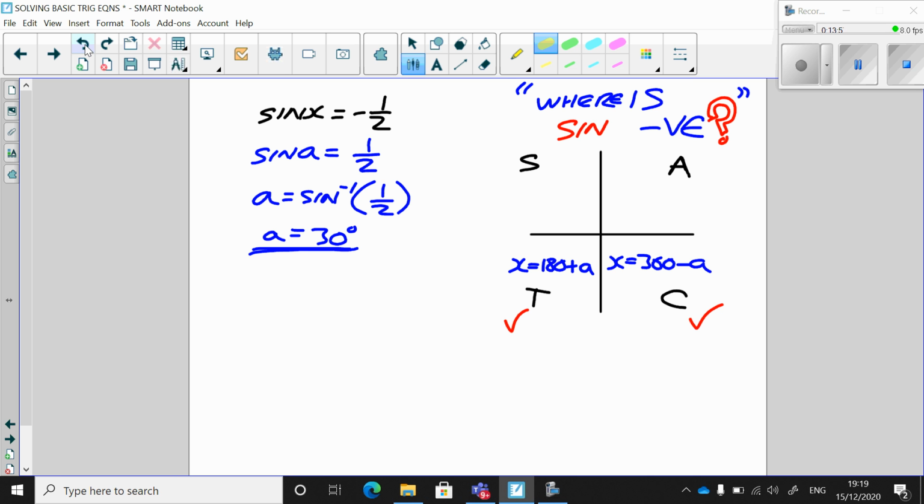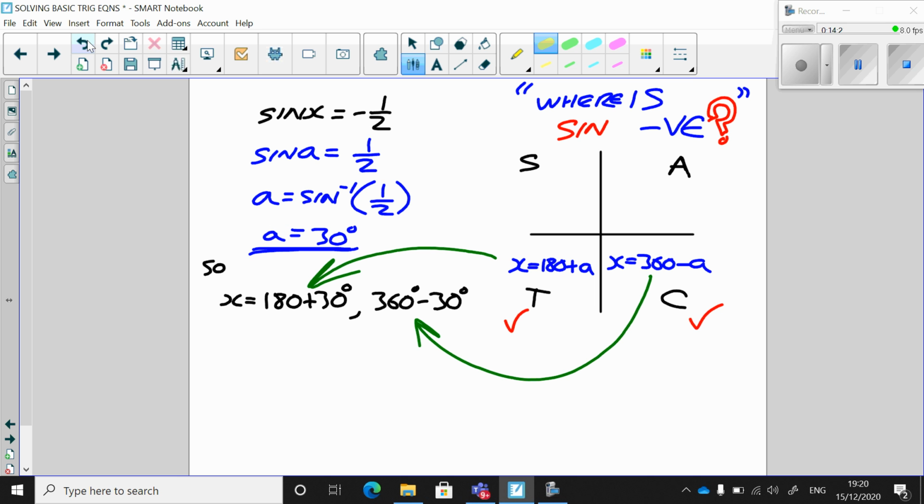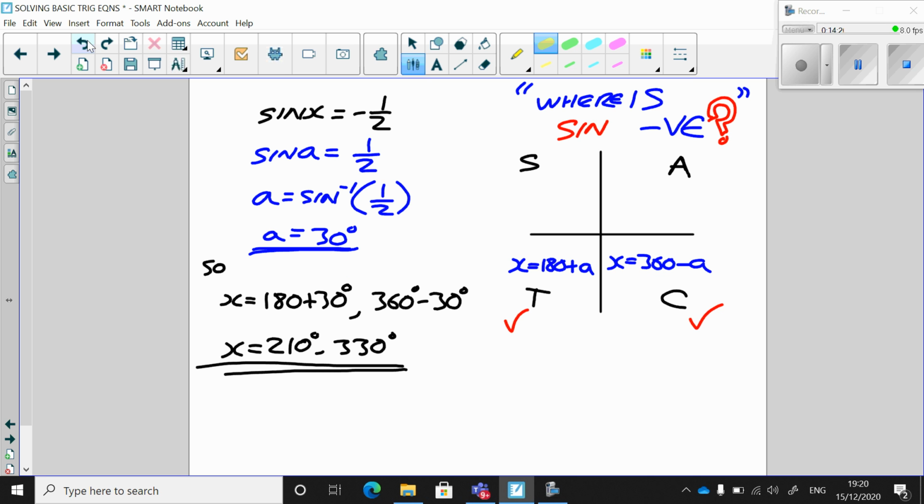Yeah, you do. Okay. So we are going to take our 30 degrees and we're going to pop it in, because we know A is 30 degrees. We'll get two equations here: x equals 180 plus A, and x equals 360 minus A. And A is 30. So let's fire them in. 180 plus 30, 360 minus 30, what do you get? 210, 330. Right, that looks okay to me.